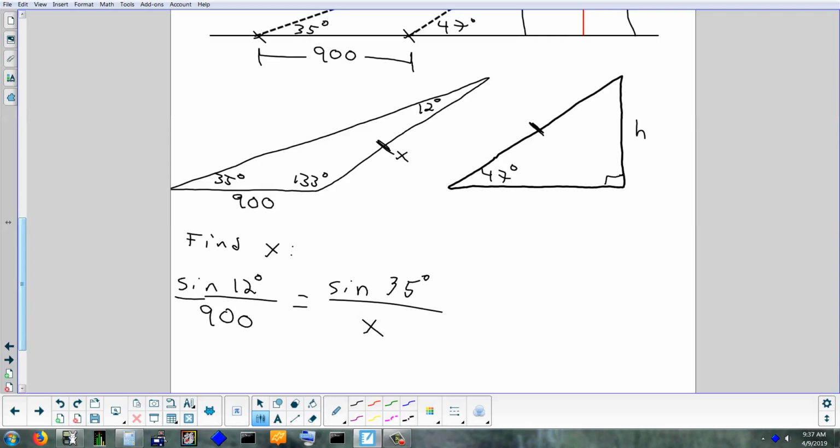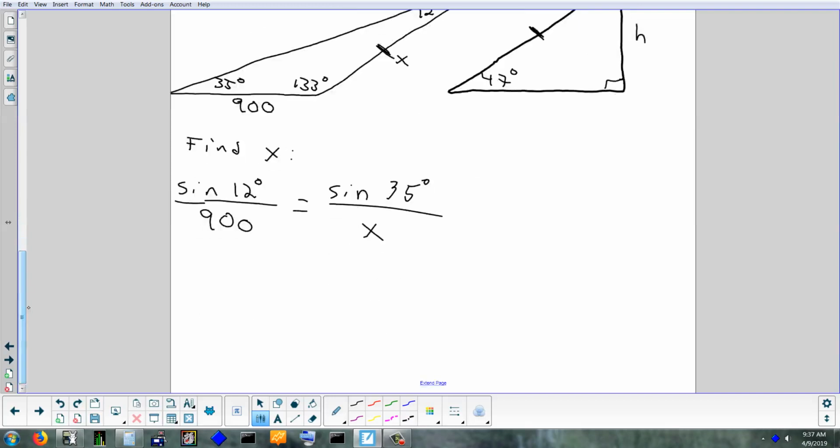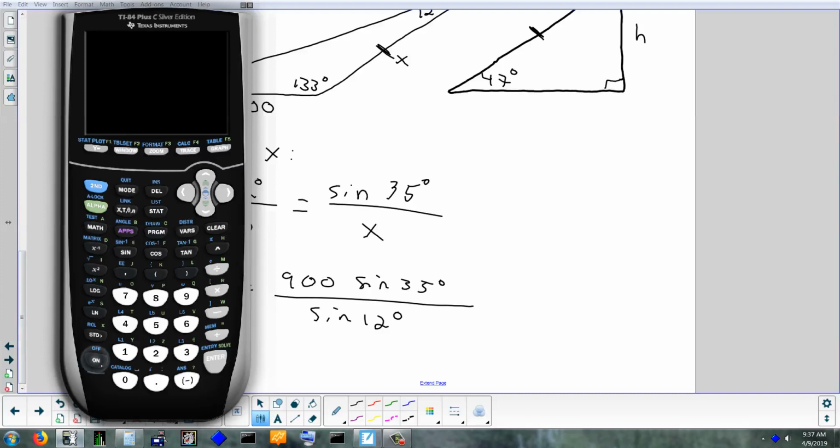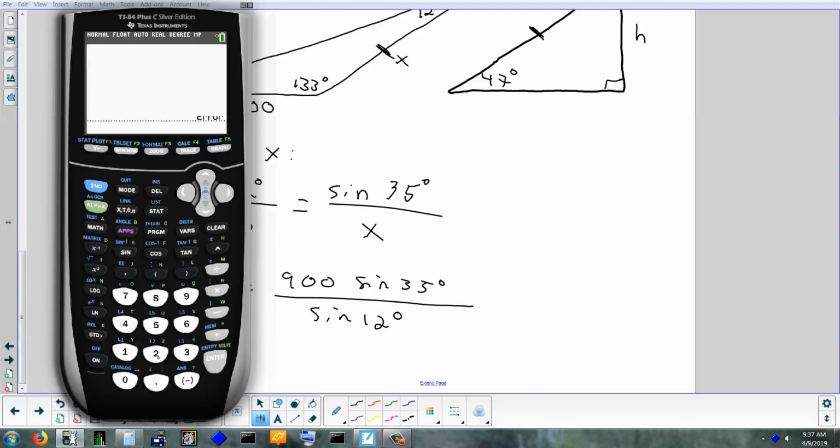Now remember, x isn't the height of the mountain, but it's going to give me the number that I need to get the height. So, 900 times sine 35 divided by sine 12. Okay, let's see what we got. All right, 900 sine 35 divided by sine 12.